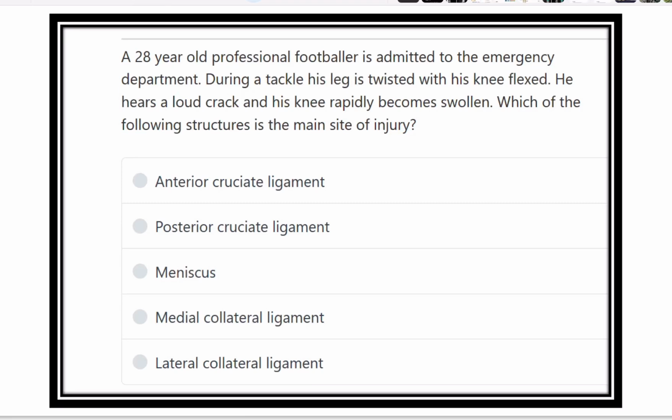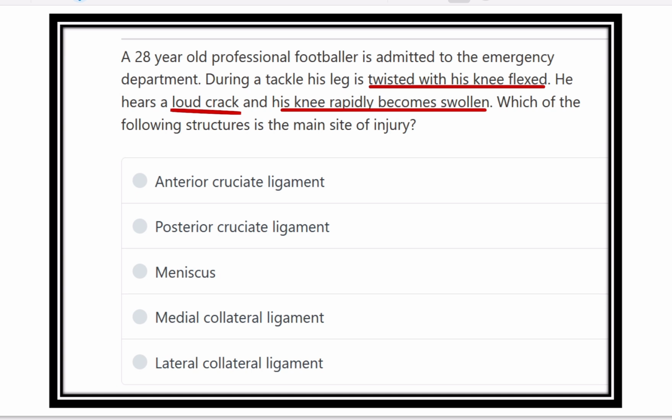A years old professional footballer is admitted to the emergency department. During a tackle, his leg is twisted with the knee flexed. He hears a loud crack, and his knee rapidly becomes swollen. Which of the following structures is the main site of the injury?